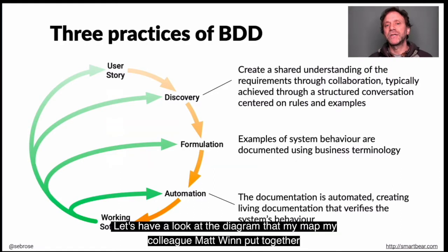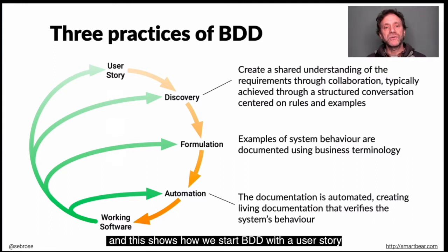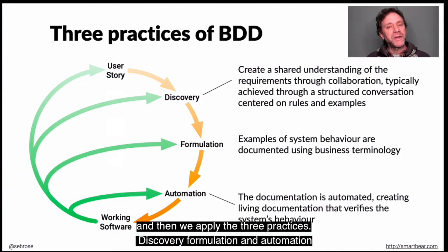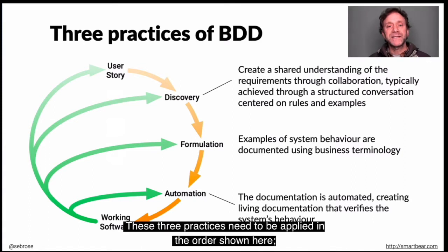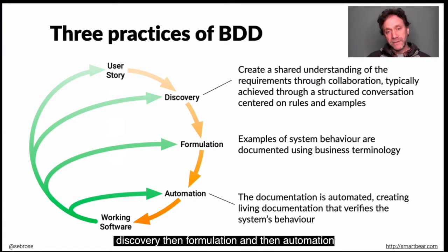Let's have a look at the diagram that my colleague Matt Wynn put together. And this shows how we start BDD with a user story, and then we apply the three practices, discovery, formulation and automation to that story, and that then gives us an increment to our working software. These three practices need to be applied in the order shown here: discovery, then formulation and then automation, and they get applied on a per user story basis.